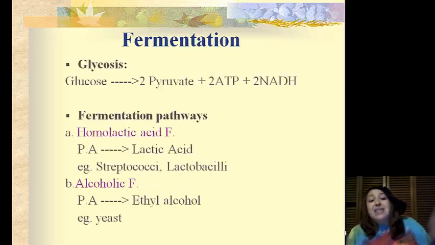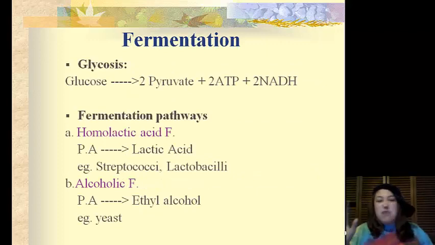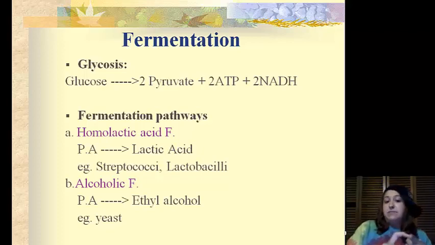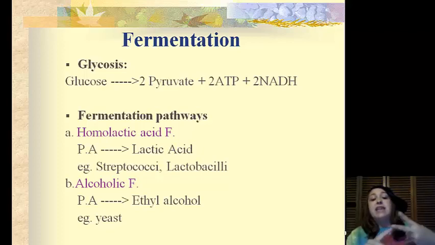Okay, fermentation. Glycolysis, same old, same old. 2 pyruvates, 2 ATPs, 2 NADHs. Awesome. Now there are a couple ways to do fermentation pathway, or end products. Now, these are our main two. The homolactic acid or the alcohol. These are the normal two. We can have the pyruvate go through the system and come out as lactic acid, or we can have it come out as ethyl alcohol. Normal. Let's take a look at this.